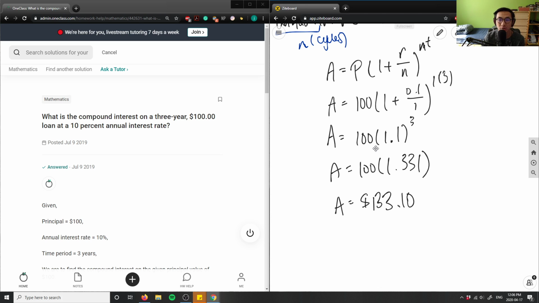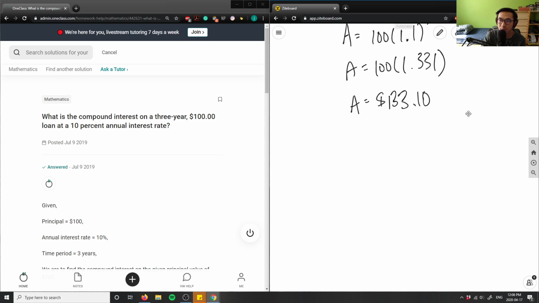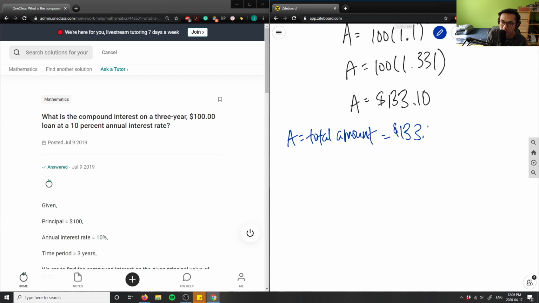But we're only focused on our interest, right? So this is A, here's our total amount. Remember, A is the total amount, right? And this equals 133.10. So what we have to do is take the loan out of that, right? Because we loaned $100, and we only care about the interest here. So the interest, I can say I equals total amount minus our principal, right?